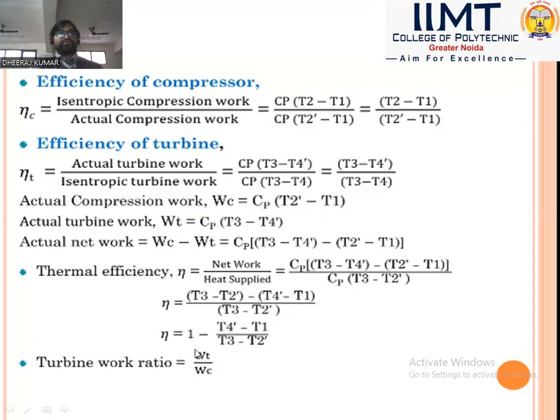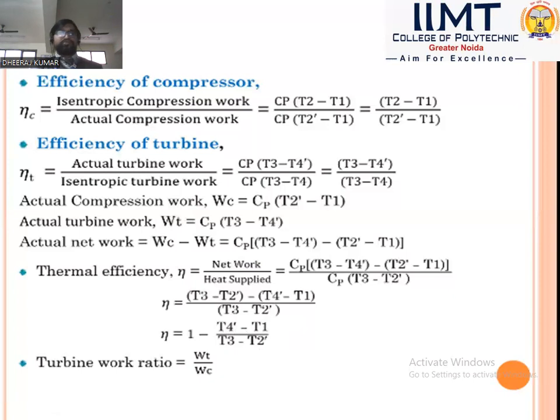So efficiency is equal to 1 minus (T4 dash minus T1) upon (T3 minus T2 dash), dividing separately. Turbine work ratio is defined as turbine work to the compression work.